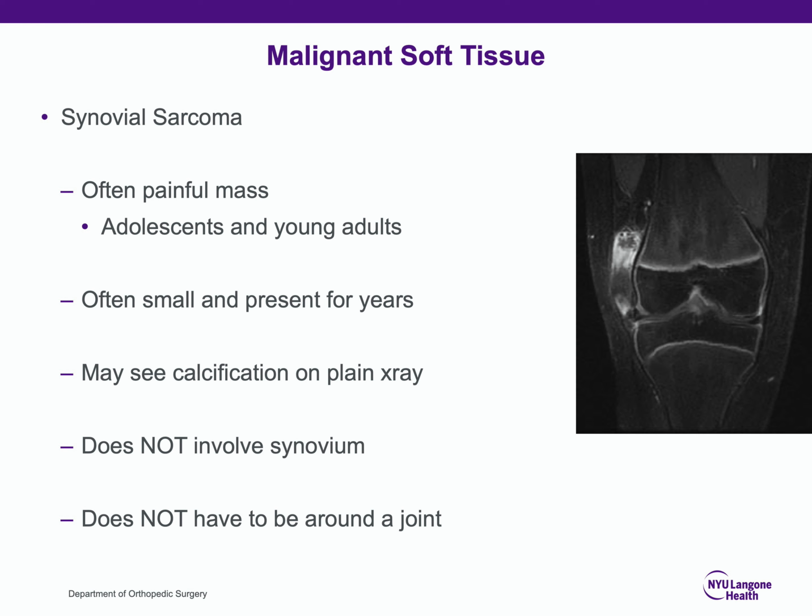This is one where you can see calcifications on a plain X-ray. I don't think I have an example of that here, but here's a skeletally immature patient where you see this calcified mass on the MRI. You see these punctate calcifications, which you would see on an X-ray.